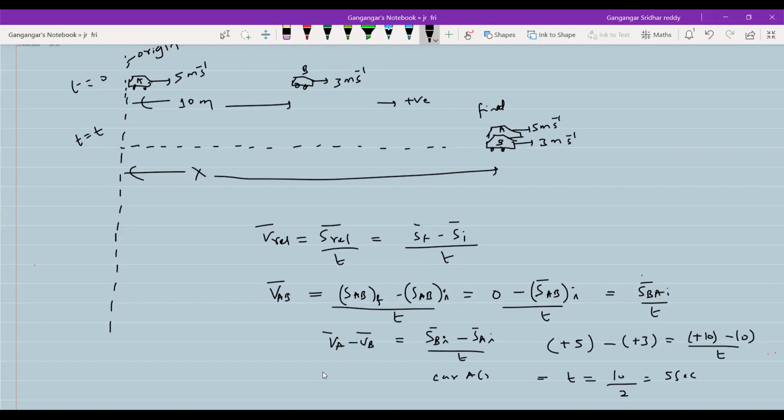Car A crosses car B. Is it okay? The reason why VAB has become SBA is because of this mathematics here. It's not like something, it's a definition.